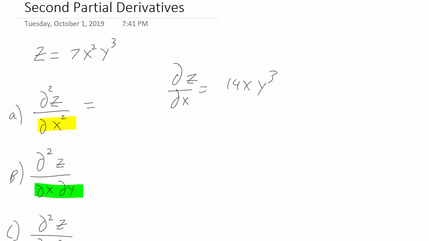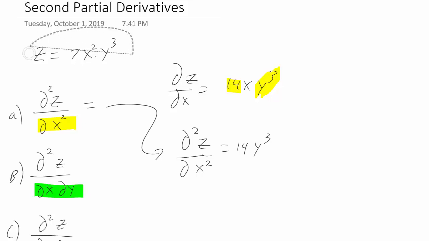But now we have to do another derivative. How do I take this and turn it into the second derivative with respect to x 2 times? Well, we're going to look at this and say x is our variable again. So the 14 is a constant, the y cubed is a constant, so the only thing I'm taking a derivative of is the x. X to the first would become 1. So that leaves me with 14y cubed. And there we go. So that one leads us to this.